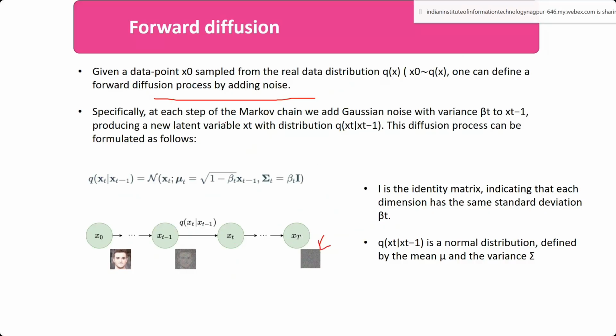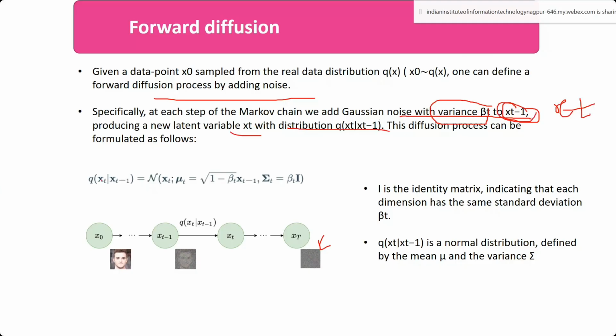Specifically, at each time step of the Markov chain, we add Gaussian noise with the variance beta t. In this diffusion process, this is called the variance schedule. How much noise you are adding is given by beta t, the variance schedule. So going from xt minus 1 to xt, you add beta t noise to the xt minus 1 image to get the xt image, producing a new latent variable xt with this distribution.